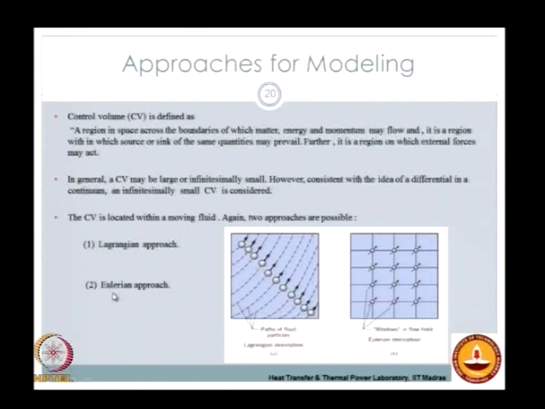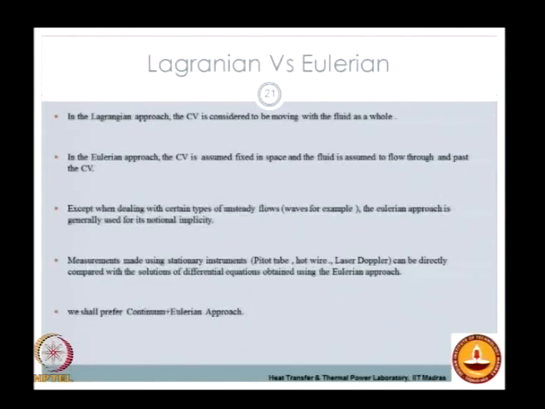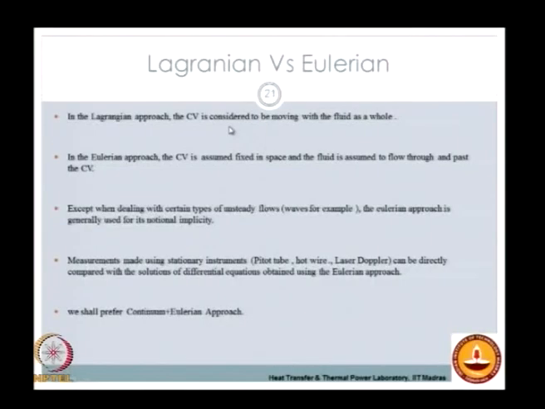However, the Eulerian approach is more conducive when you especially compare your measured data with whatever you have computed or analyzed with your governing equations. In the Lagrangian approach, primarily the control volume is considered to be moving with the fluid as a whole. So you look at packets of fluid particles which are moving, and you define a control volume which is also moving with the fluid particles. And in the Eulerian approach, you assume a fixed control volume in space, and then you look at the motion of the fluid which is coming in and leaving this particular control volume.